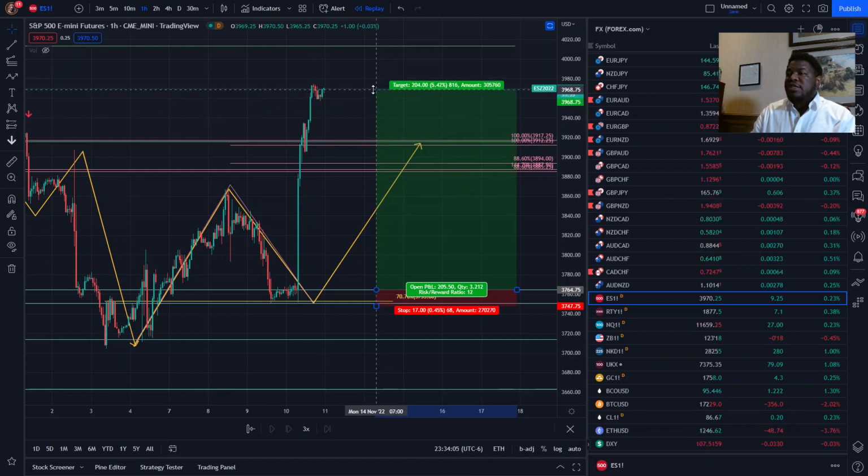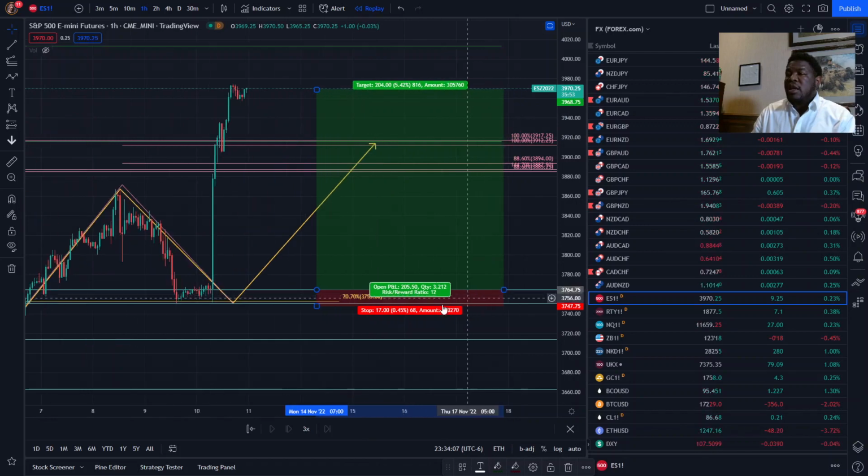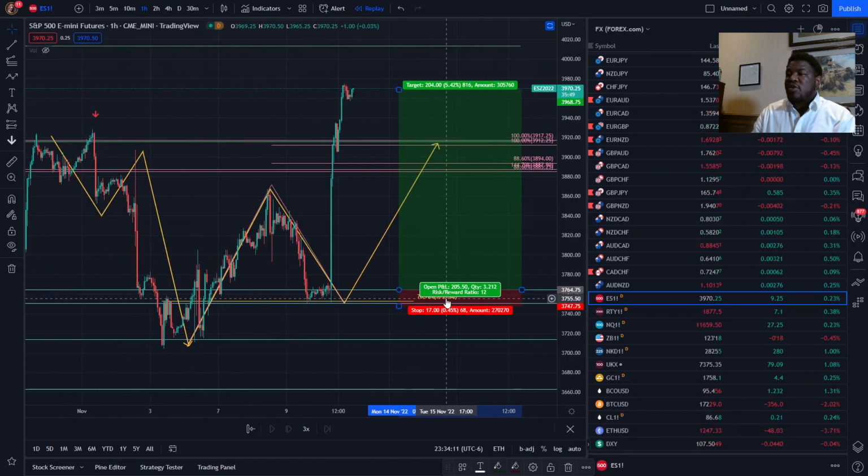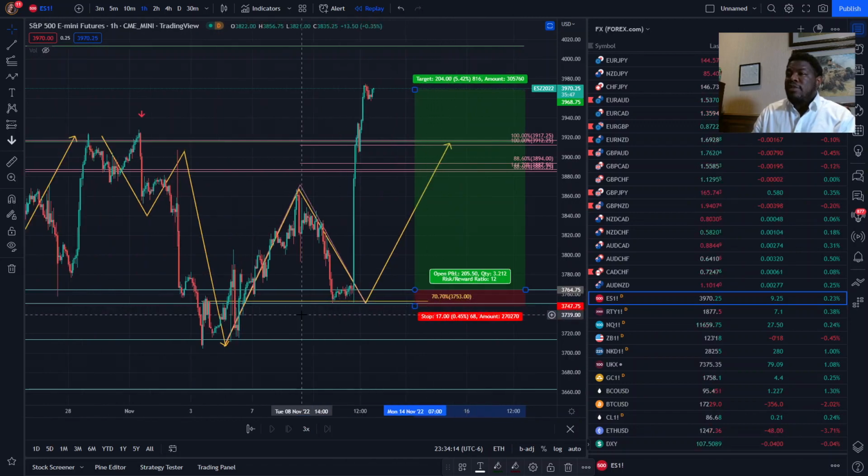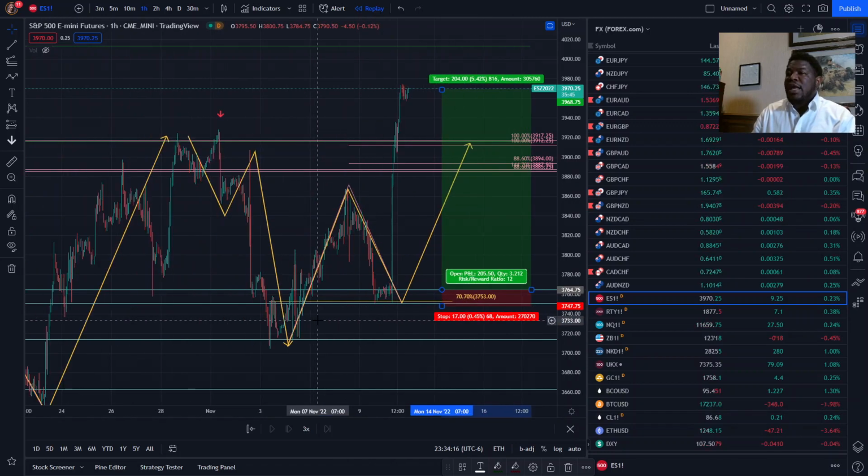If you made it to the end of the day, you have a trade that is $12 to every $1 of risk. That's incredible. That's 12x, 1200%. This is the impetus for doing it like this. This is the impetus for getting ahead of the news event.